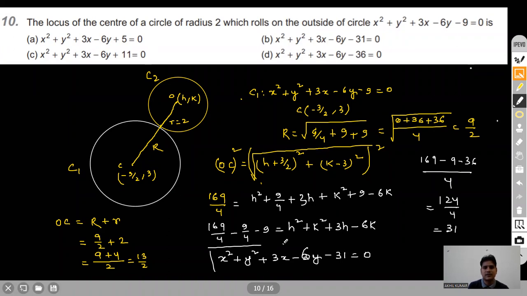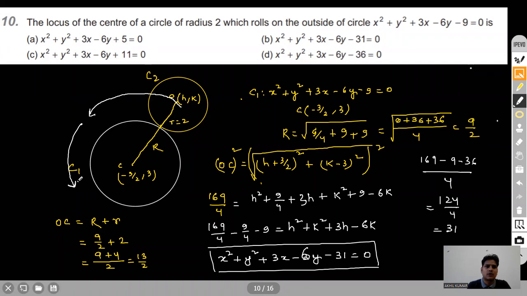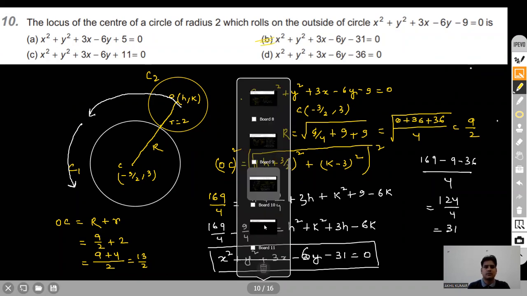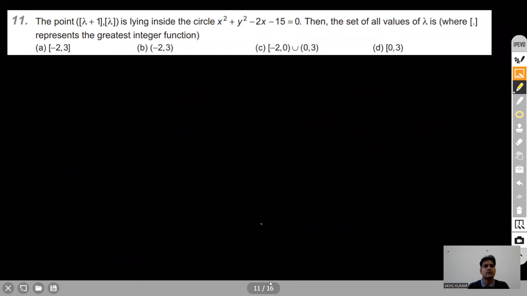So this is the required locus, which will obviously be a circle only, because it is rolling in this way. So obviously the locus will be of the center only. So x square plus y square plus 3x minus 6y minus 31 equal to 0. So option B is the correct option. Now take the next question.